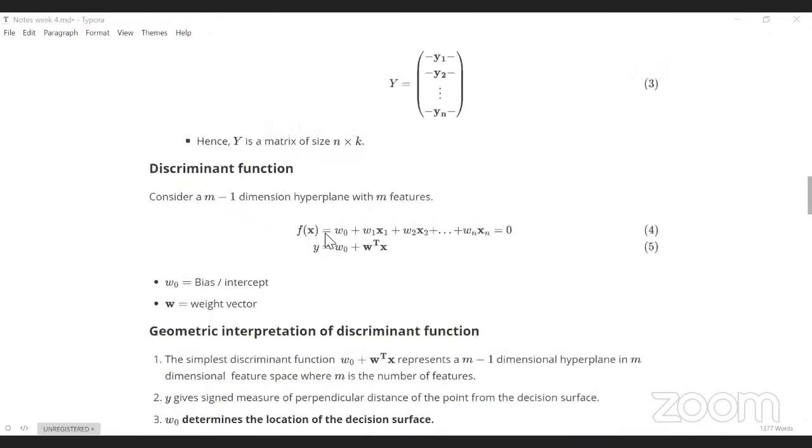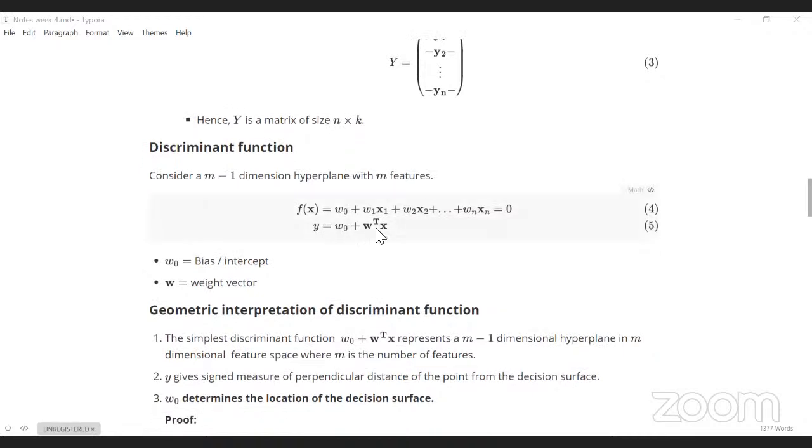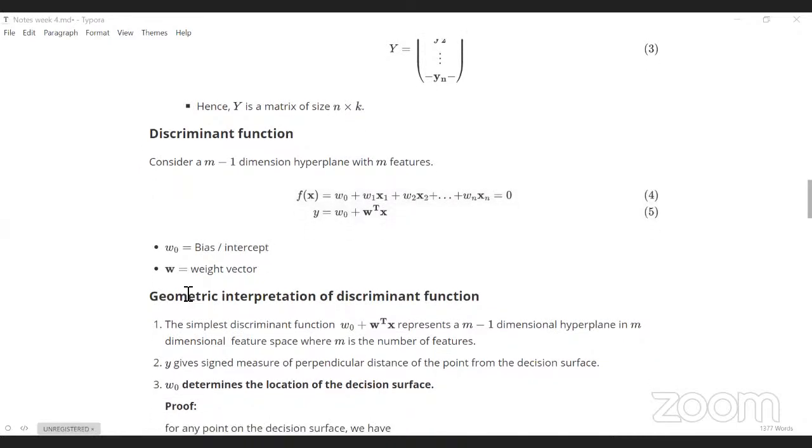So what is a discriminant function? It's just a function that takes the input. It's just a linear combination of the features. If you look at this, W0 plus W1 x1 up to Wm xm equal to 0, this is a hyperplane in m-dimensional hyperspace. In another manner, you can also write W0 plus W transpose x, where W0 is the bias or intercept and W is the weight vector.